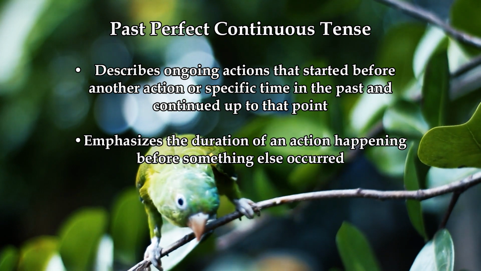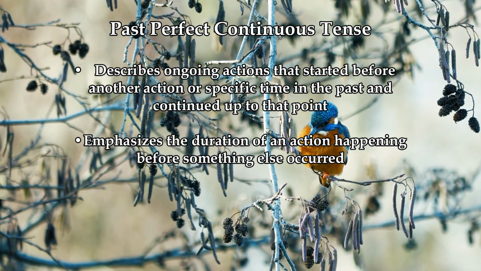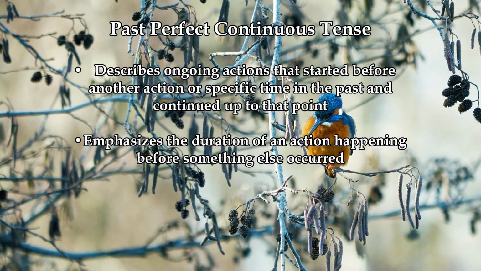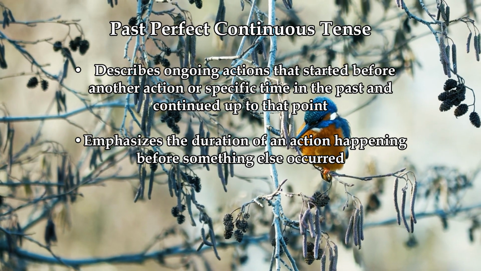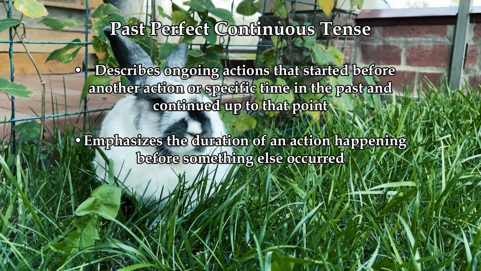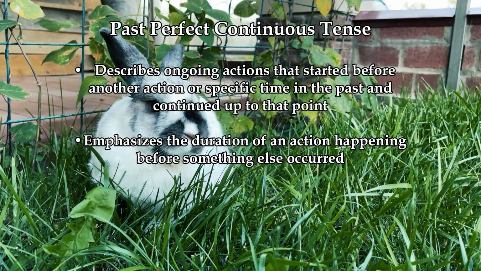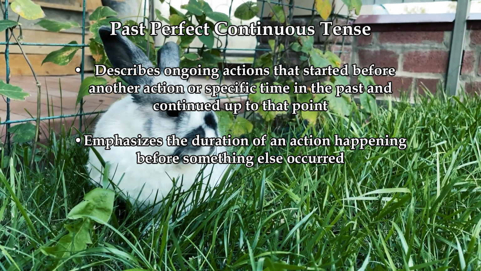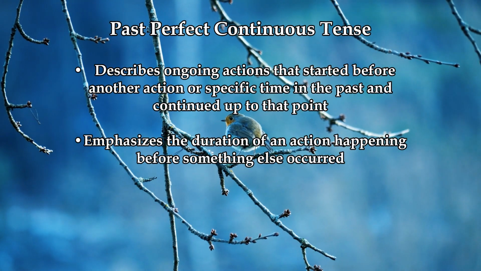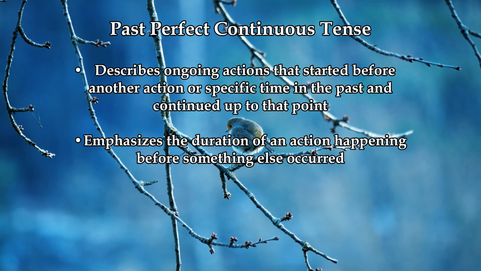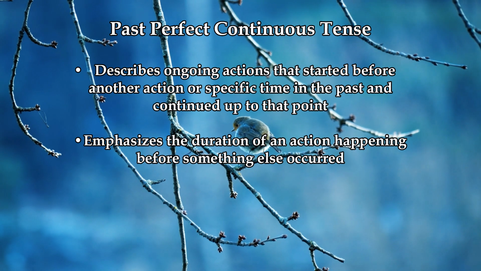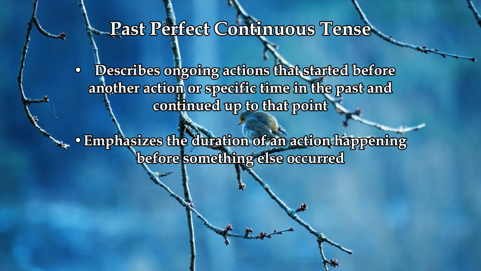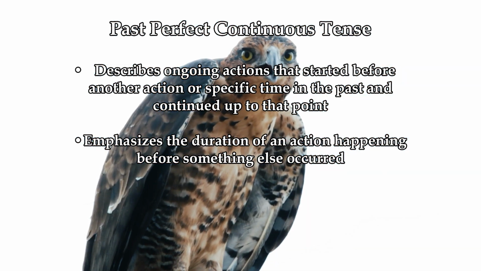Past perfect continuous tense: ongoing actions before another past action. Last but not least, let's talk about the past perfect continuous tense. This tense is used to describe ongoing actions that started before another action or a specific time in the past and continued up to that point. It's like emphasizing the duration of an action that was happening before something else occurred.